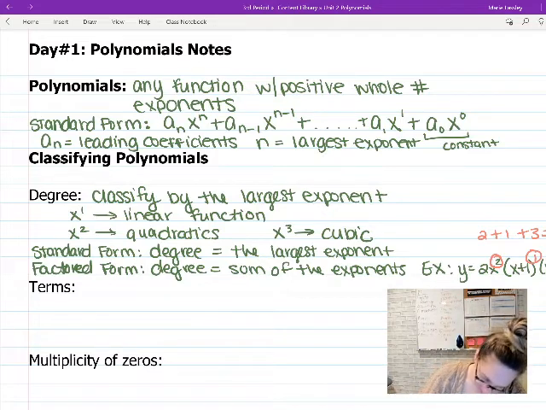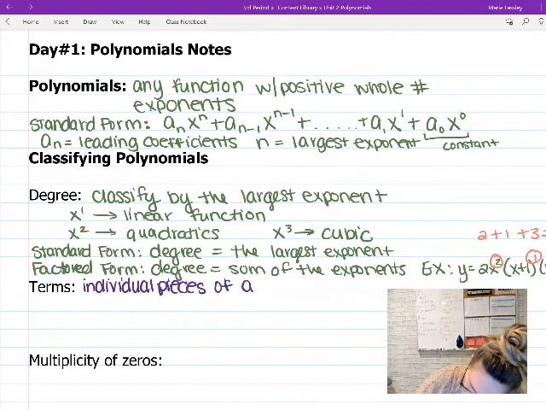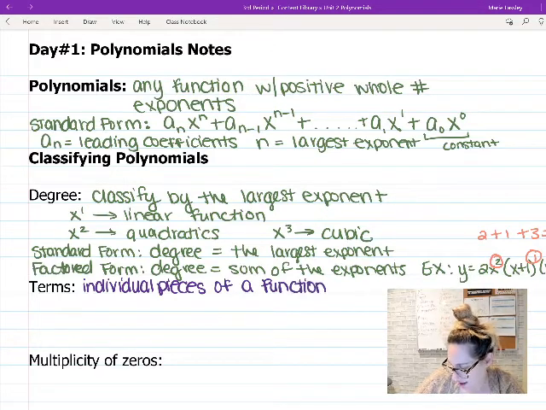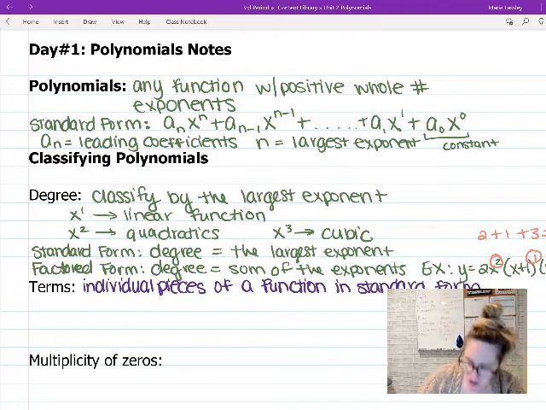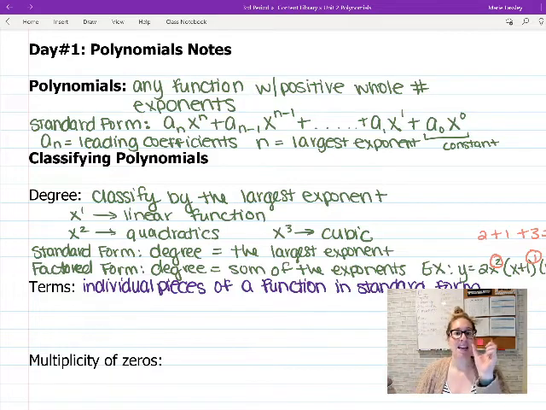So a term, these are the individual pieces of a function in standard form. They're usually separated with the plus or minuses. When you have your standard form, you have something plus or minus something else, plus or minus something else, plus or minus something else. Each one of those chunks is called a term.